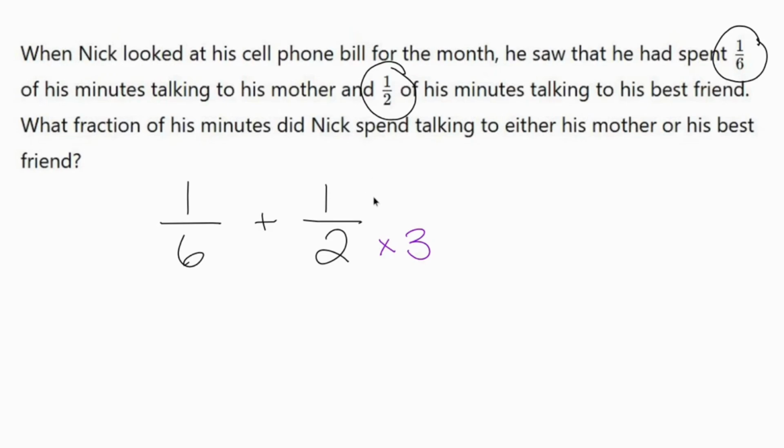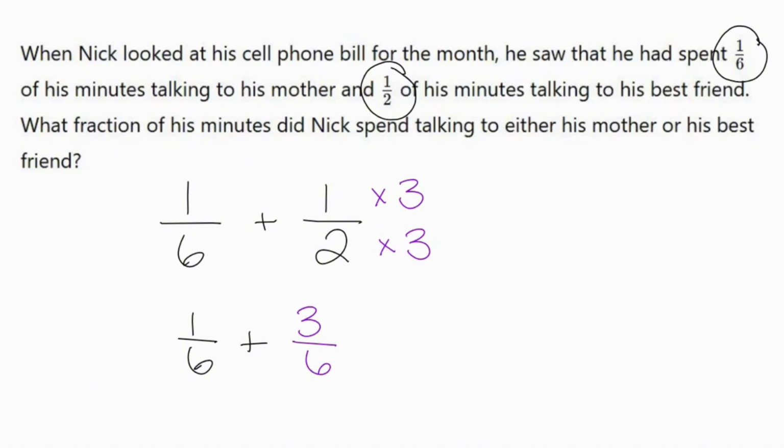Whatever you do to the bottom number, the denominator, you do to the top number, the numerator. So I'm going to multiply 1 times 3 and 2 times 3. So 1 over 6 plus 1 times 3 is 3, and 2 times 3 is 6. That gives us 1 over 6 plus 3 over 6.